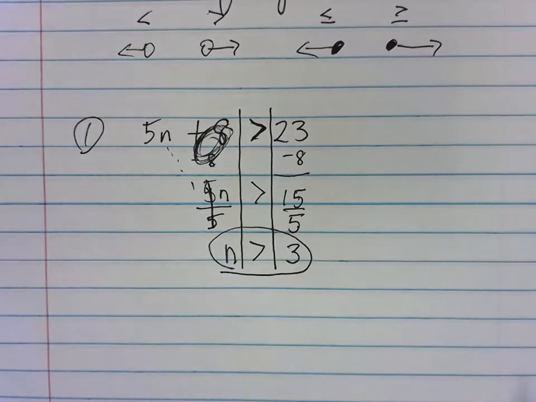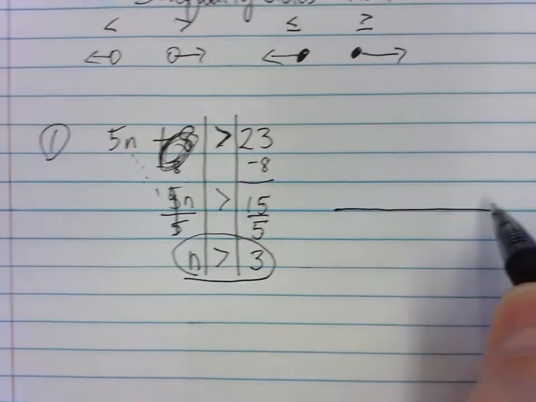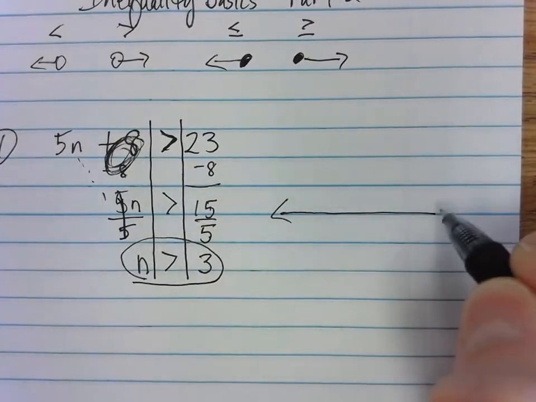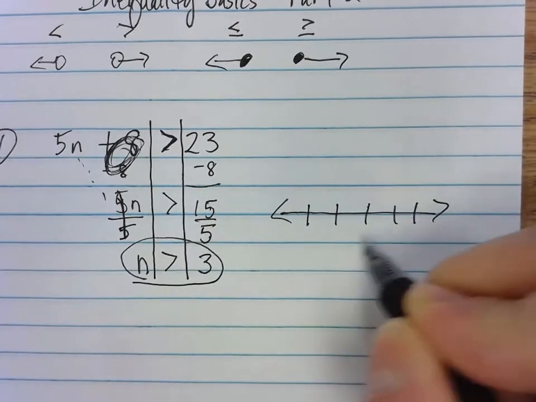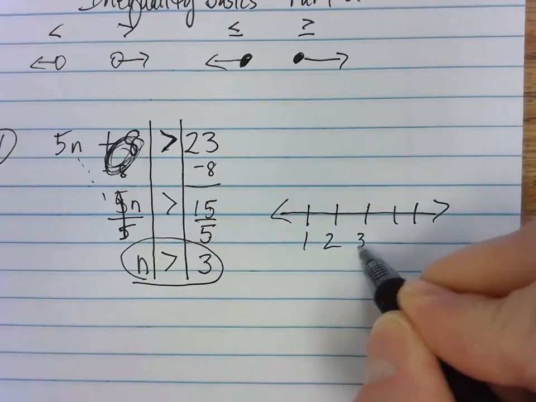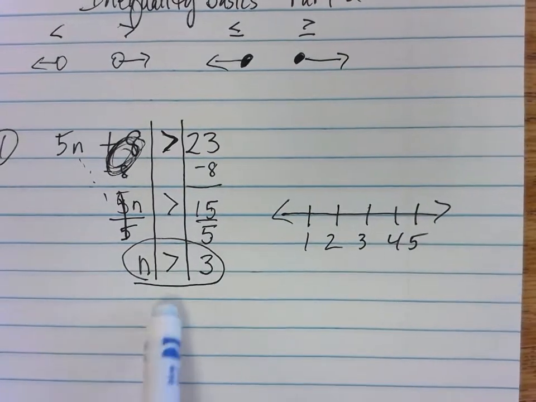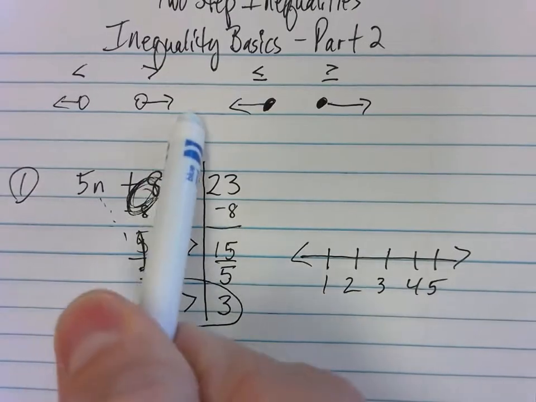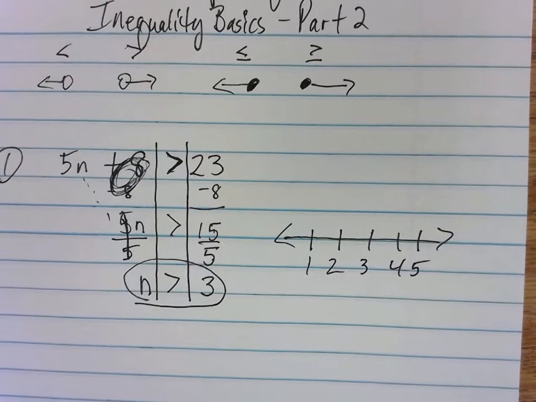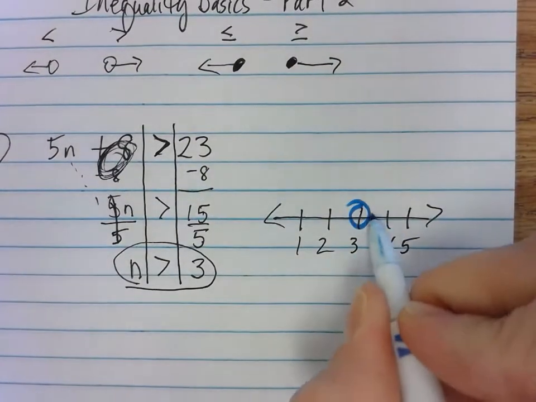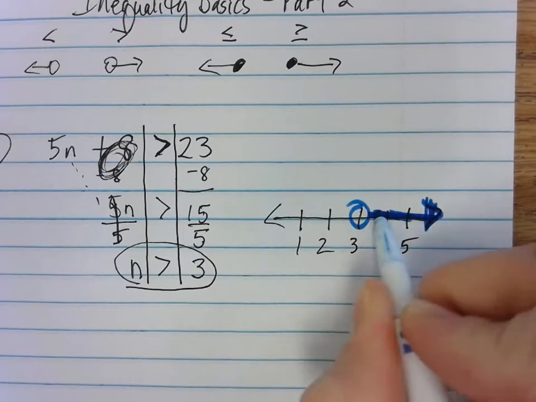Now, of course, we want to graph that. If n is greater than 3, we want to make sure we graph all of the true answers. So again, I'm just going to put some numbers on here. I'll just do 5 numbers, that'll be plenty: 1, 2, 3, 4, and 5. Since that is a plain greater than, plain greater than gets an open circle. So we come right here to the 3, put an open circle right there, and all the true answers are this way, so you want to shade it to the right.